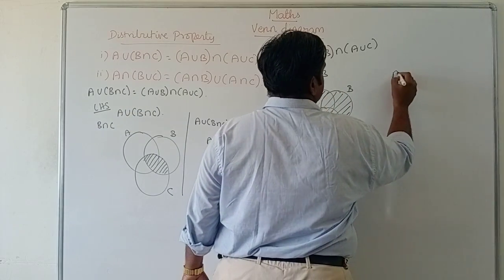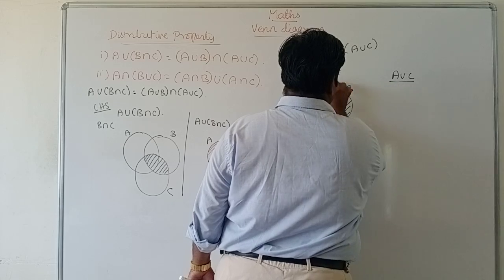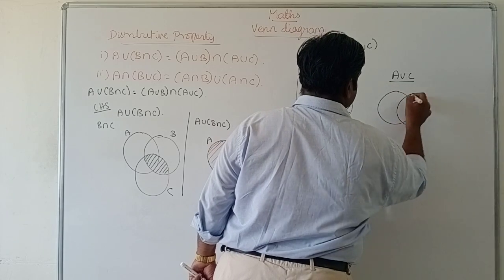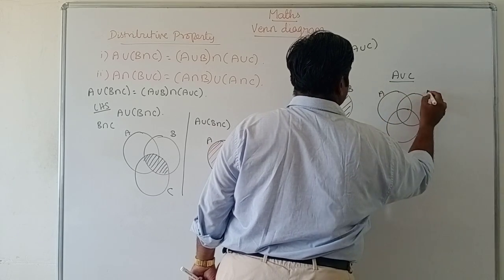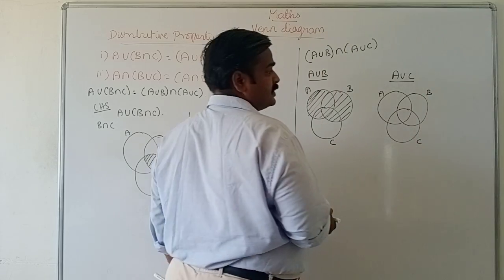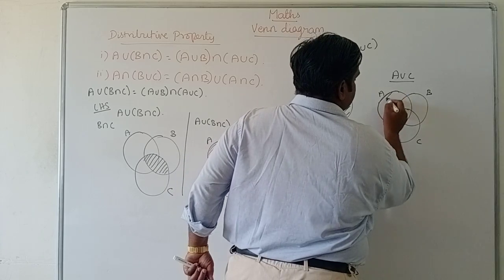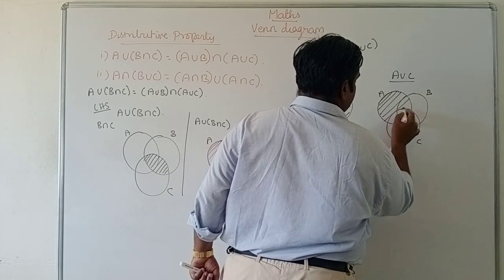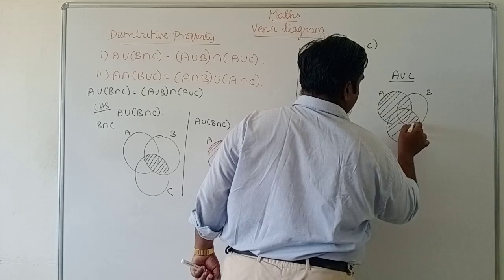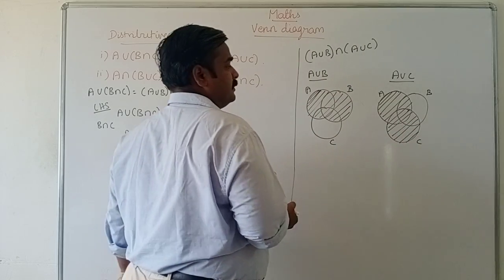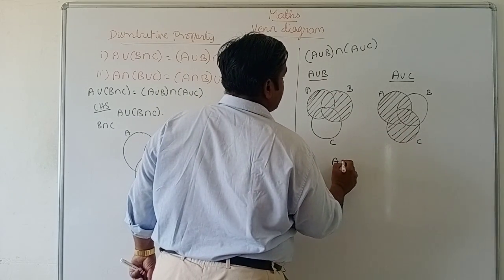The next one is A union C. So what is A union C? Once again draw these three circles. One should be A, one should be B, another one should be C. A union C means you have to completely shade this A and C.